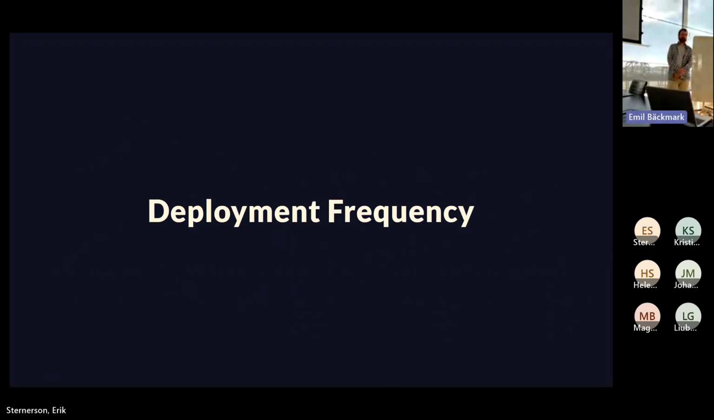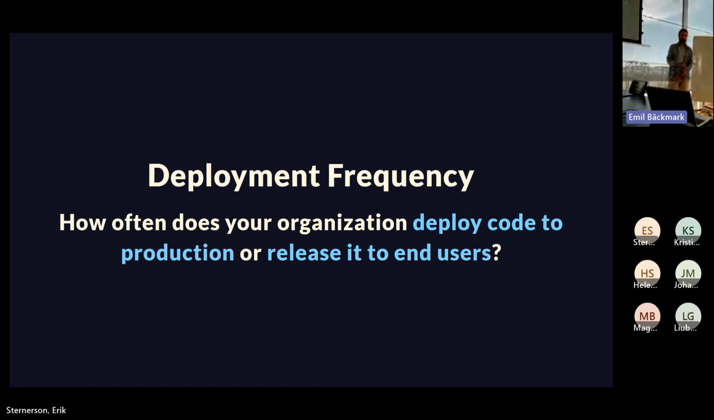The first one is deployment frequency, and it's defined like, considering the main application or system that you are developing, how often does your organization deploy code to production or release it to users, depending on what sort of workflow you have? So yeah, it's simply how often can you make new releases?